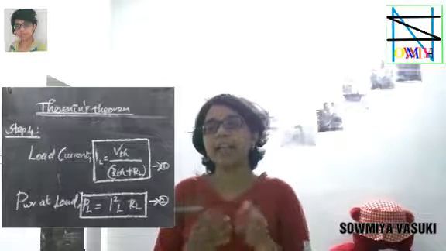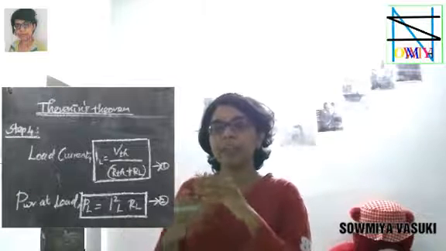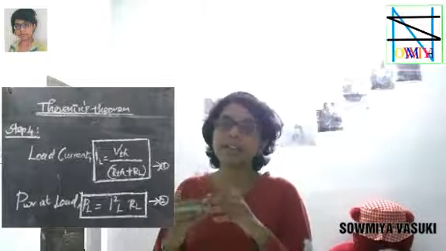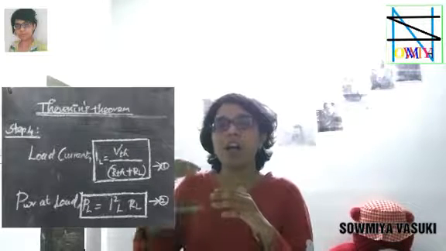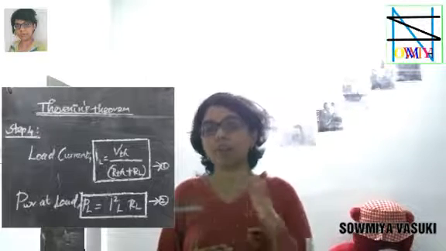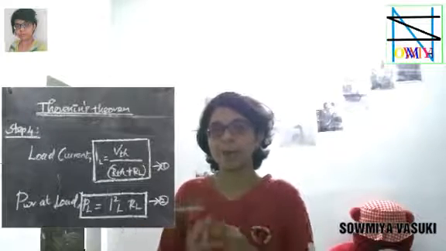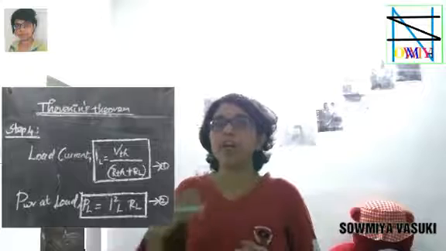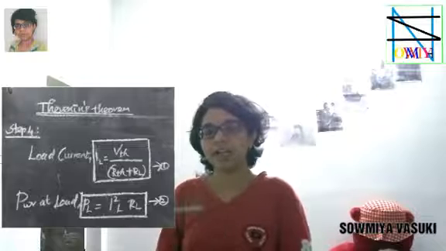Load current I L is equal to V Thevenin divided by the total resistance, that is, V Thevenin divided by the sum of R Thevenin plus R L. The second one is power at the load. P L is equal to I L squared times R L, the product of the square of the load current and the load resistance.